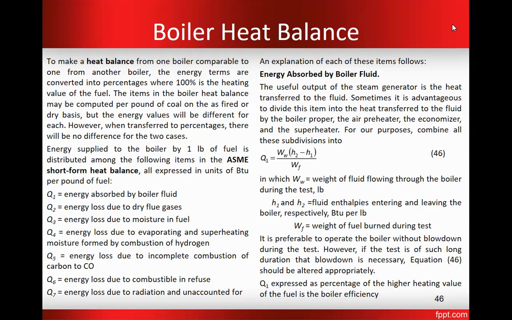Okay, so the explanation for these items. Energy absorbed by the fluid, Q1, is the useful output of the steam generator, the heat transferred to the fluid. Sometimes it is advantageous to divide this item into heat transfer to the fluid by the boiler proper, the air preheater, the economizer, and the superheater. For our purposes, we combine all these subdivisions into Q1 = W(S2 - S1)/W_F, in which W is the weight of fluid flowing through the boiler during the test in pounds. S1 and S2 are the fluid enthalpies entering and leaving the boiler respectively in BTU per pound.